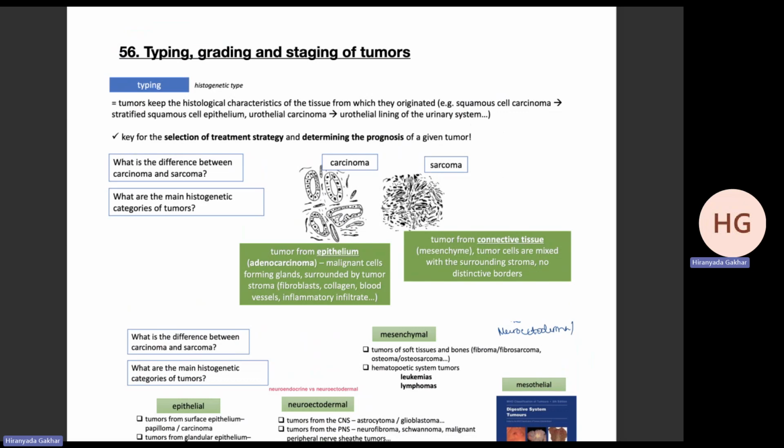So, why is typing so important? Because typing helps us select the treatment on the basis of the tumor, and also it helps us in determining the prognosis of a given tumor and where it arose from.